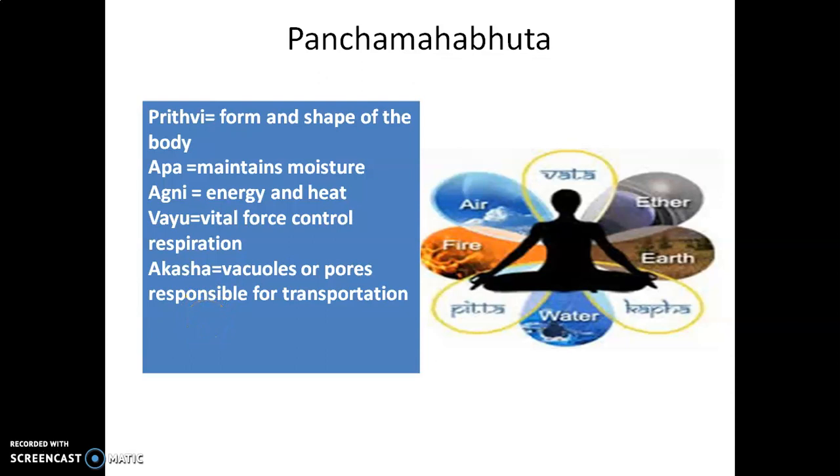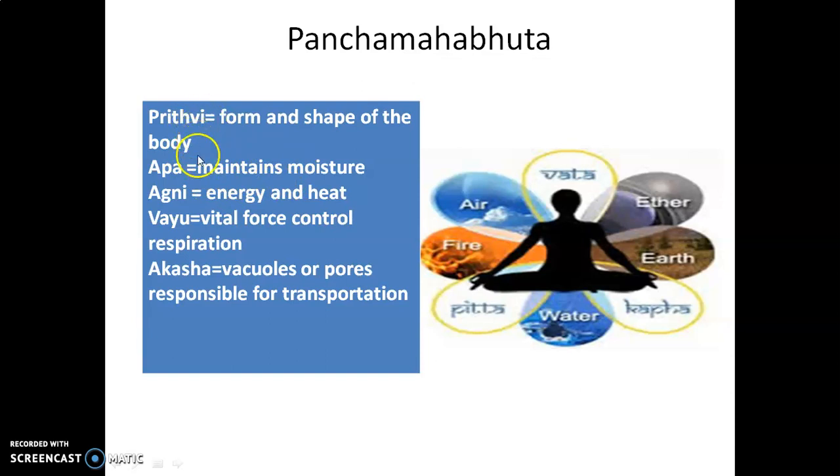Body takes these elements from nature during birth, and again releases all these things after death or destruction. So the body is in perfect balance with the perfect balance of these elements. When it is disturbed, the health is disturbed, and that thing is known as illness. Now, what does each of these denote?